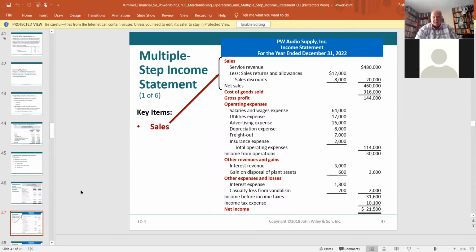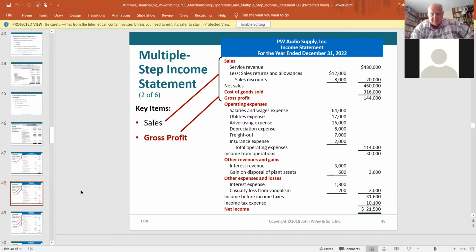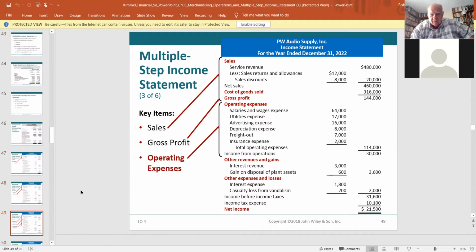And here they're just breaking it out a little bit. First step we got sales. We got to get the gross profit. We subtract those operating expenses to get income from operations. Then we have other revenues and gains, which they're putting in here. Other revenue and gains and other expenses and losses are charges and revenues that have nothing to do with what the business does as a core business.